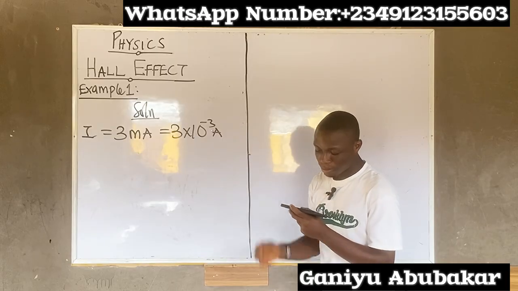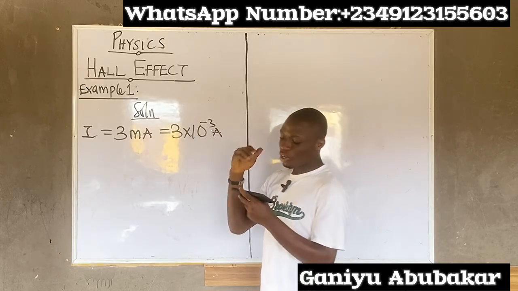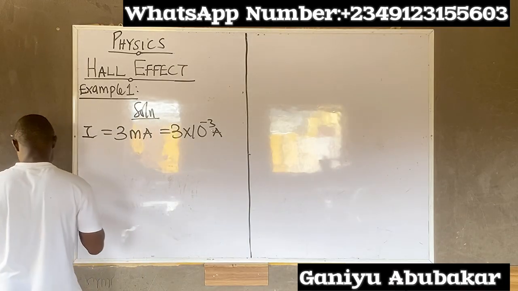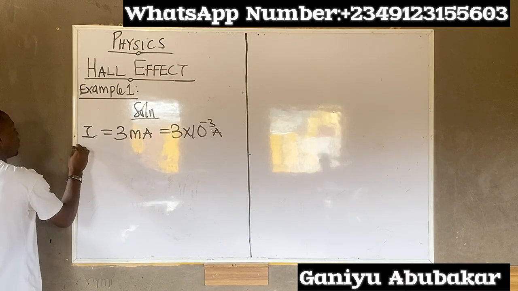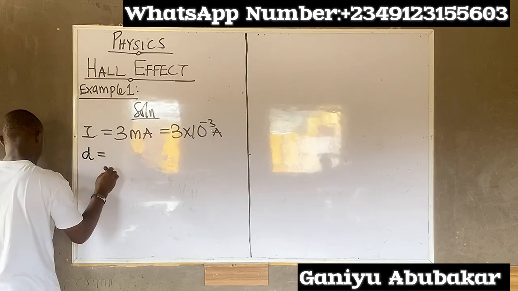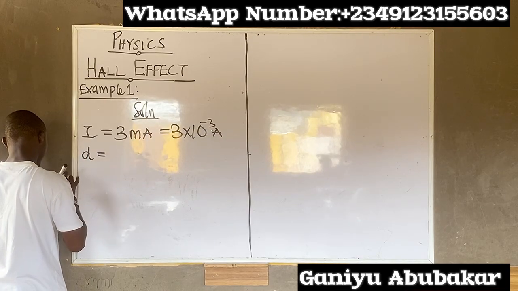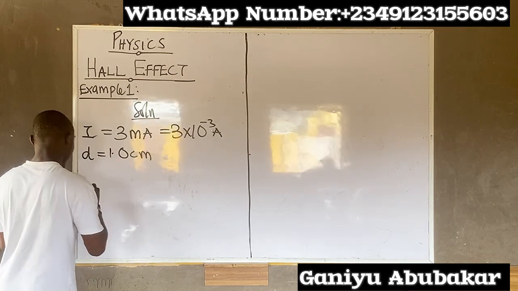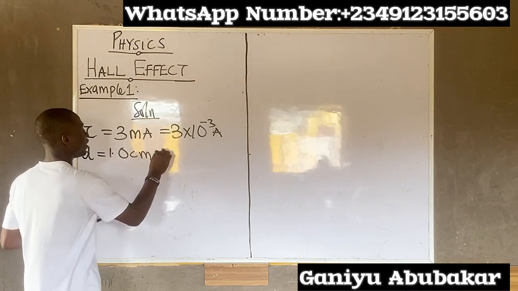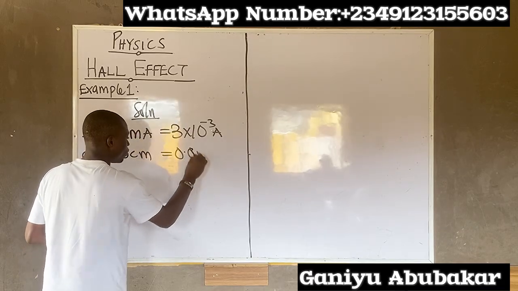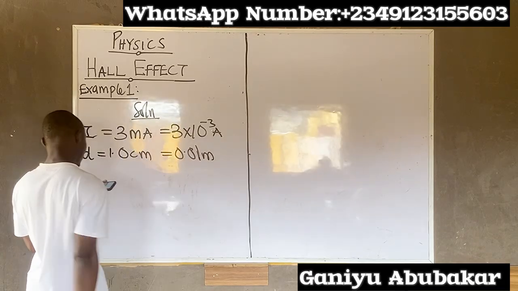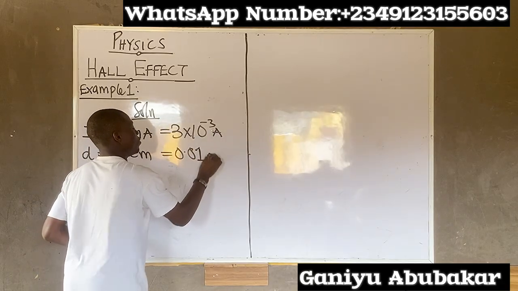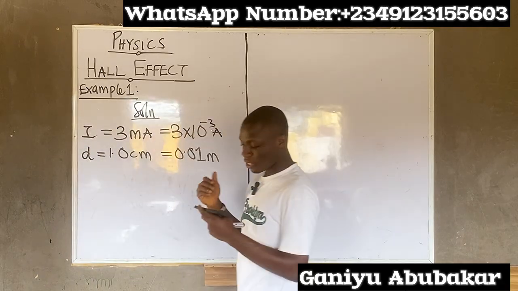Proceeding there, it says lengthwise in a conductor 1.0 cm wide. So I'm given D, that's the width. D has the value 1.0 cm, that's the width, right? Convert it to meters, this gives you 0.01 meters. All right, I have this in meters, that's the width given.